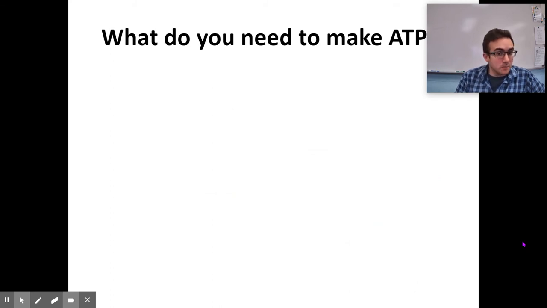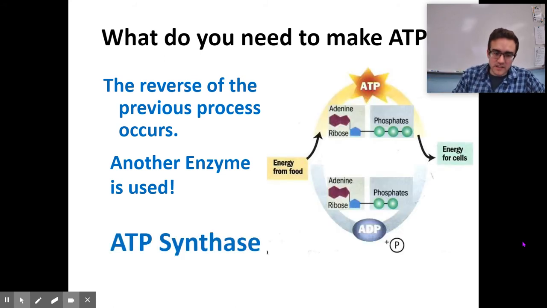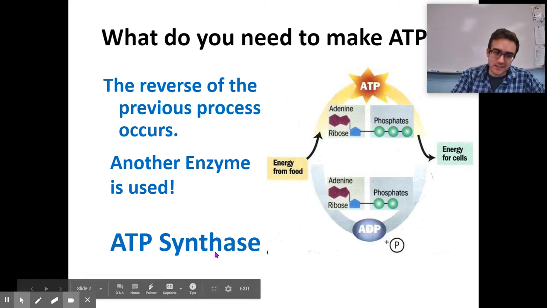But then what do we need to make ATP? Well, we actually need another enzyme. So we just reverse the process. Whereas with ATP we break off a phosphate to get ADP, to turn ADP into ATP, we just use an enzyme and we add a phosphate. This is referred to as ATP synthase. So ATP is made, goes through hydrolysis at ATPase, then ADP, we get some energy here, and then we go through ATP synthase. So synthase means to make. So that's how it is.